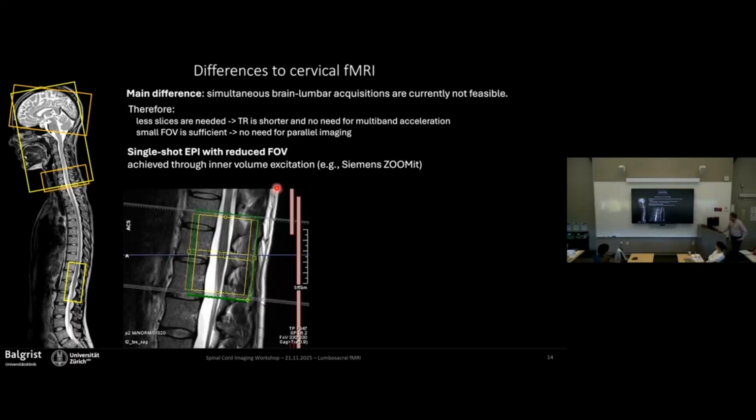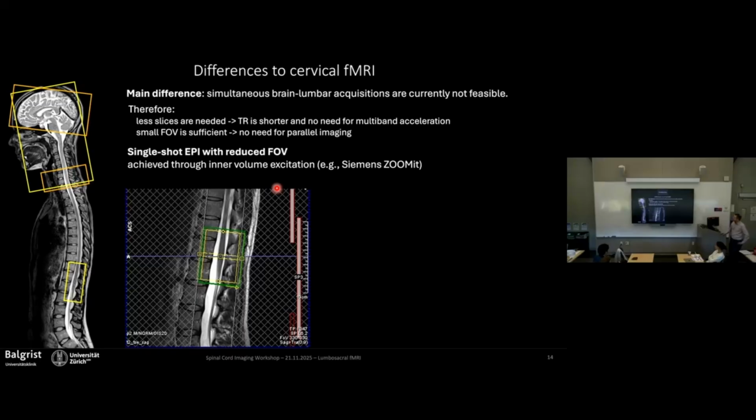If this is not available, then you can also use two saturation bands, but this is a less optimal option. It increases the TR, and it increases the SAR.